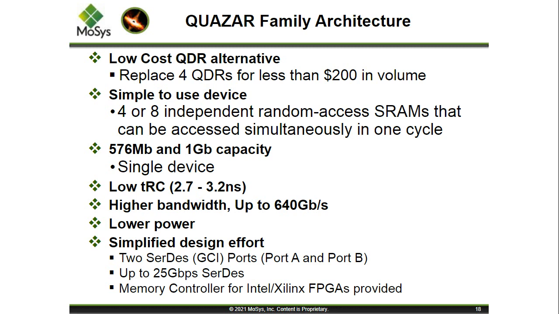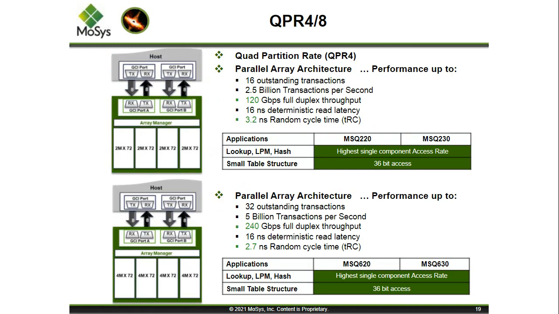And as you can see in the crude block diagrams on the left, either 2 meg by 72 per partition or 4 meg by 72 allows you to replace either 4 QDRs with one device or 8. So it's fascinating to see how you can replace this many with just 32 pins, and give you much more density and throughput. So it really was to address that next generation market that QDR seems to be leaving behind.